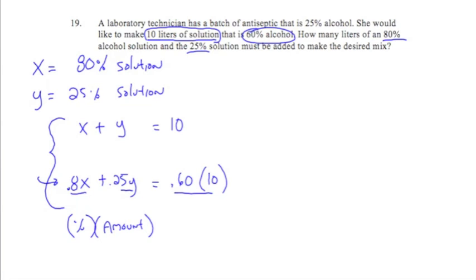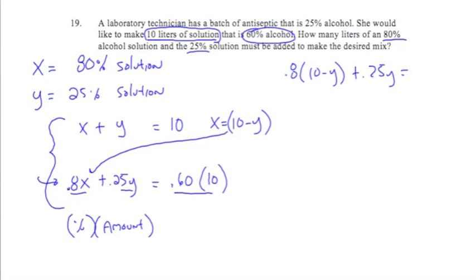I'm going to isolate one of the variables up top. Again, I'll do the same thing. I'll isolate x. So x is going to equal 10 minus y when I isolate that. So I'm plugging that 10 minus y over here for x. So let's take a look at what we have. We have 0.8 times this 10 minus y, and then plus 0.25y, and then equals 60%, or 0.6 times 10, which is just going to give us 6 when I multiply that together.